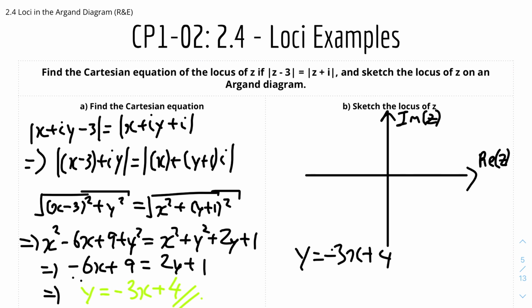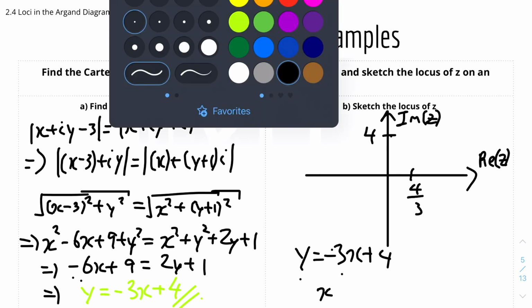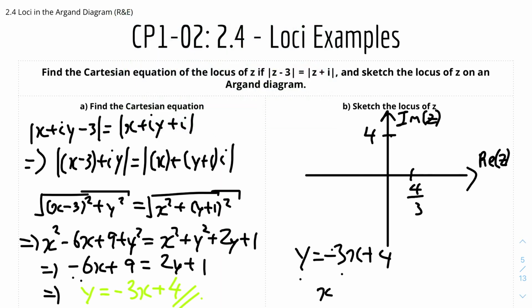The y intercept will be 4, which is basically on the imaginary axis, 4. When x equals 0, y will be 4, right? And if y equals 0, x would be 4 over 3, around here, right? So therefore this would be the line. Because if we substitute 0 equals minus 3x plus 4, we can solve x to be 4 over 3. Therefore, this will be the line right here. So this will be the locus of z, like so.